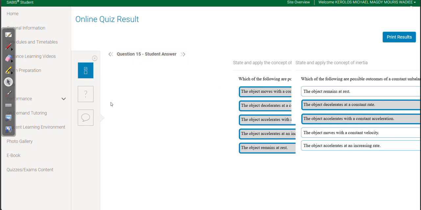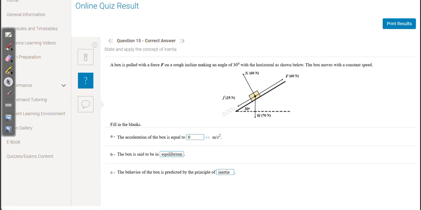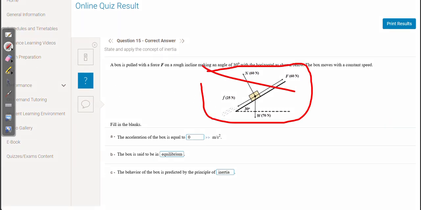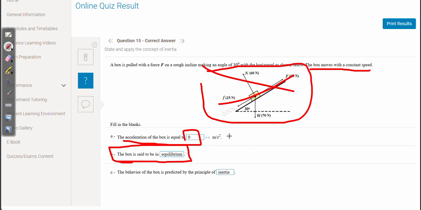Next question. Here you shouldn't be fooled or distracted by all this. Okay, imagine if it's not here. All that concerns me here is the box moves with constant speed. If the box moves with constant speed, that means that acceleration is obviously equal to 0. Okay, the box is said to be in equilibrium. This is memorization. Since the acceleration is 0, there's no net force, so it's just at equilibrium.